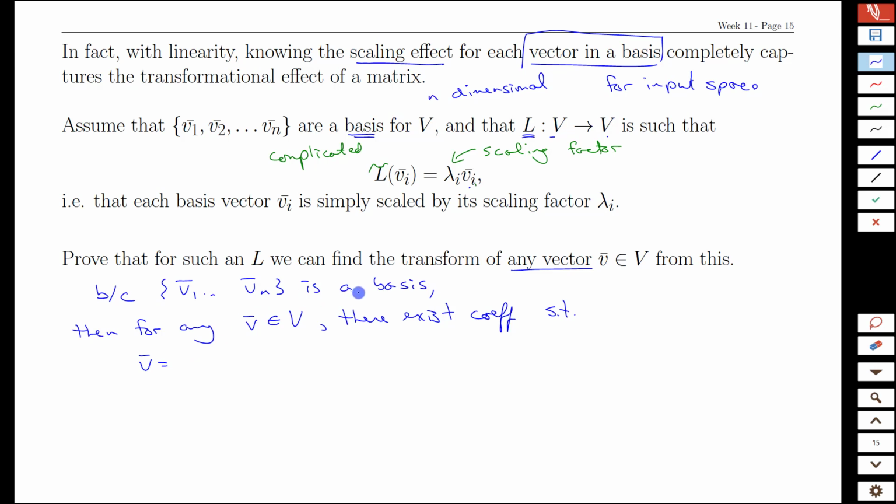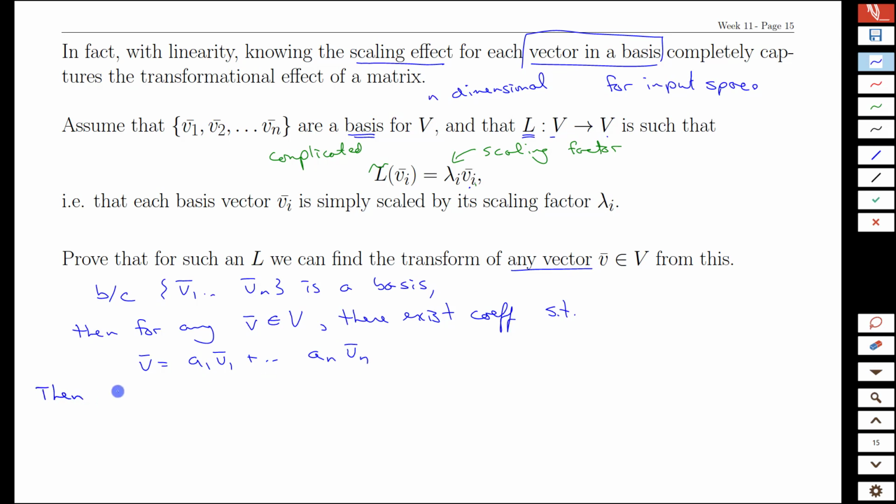such that that v can be expressed in terms of this basis. That's the whole point of a basis. Think of your xy axes. We can express any vector in terms of the x and y unit vectors. So we can always express this as a1 v1 plus all the way up to an vn. So there exist the coefficients a1 through an for each of the basis vectors.